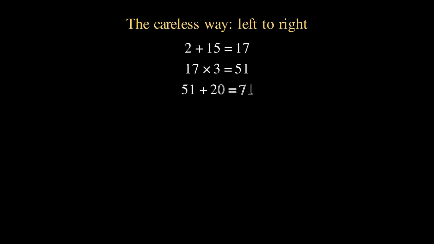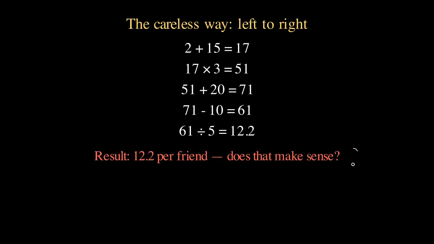Let's try it the careless way first. 2 plus 15 is 17, 17 times 3 is 51, 51 plus 20 is 71, 71 minus 10 is 61, and 61 divided by 5 is 12.2. That number, 12 rupees and 20 paisa per friend, feels way too small for 2 packets of biscuits and 3 notebooks, so something about doing it left to right, ignoring what the numbers actually mean, must be wrong.